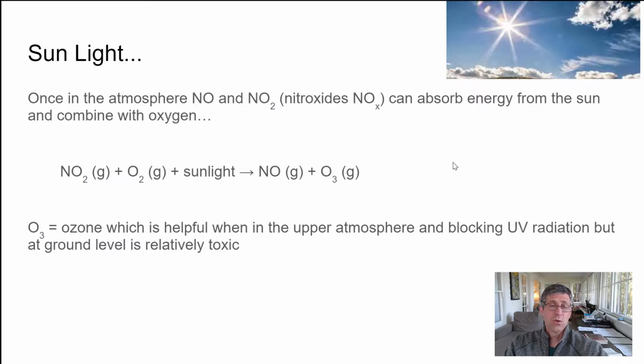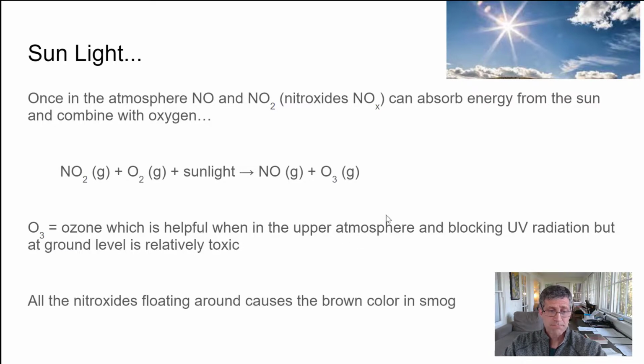And ozone is a great thing when it's in the upper atmosphere. Ozone in the upper atmosphere blocks some of the high energy radiation coming from the sun and prevents damage to us down here on Earth. But down at the ground level, ozone is relatively toxic. Ozone is highly reactive, and if you breathe it in too much, it can also damage your lungs.